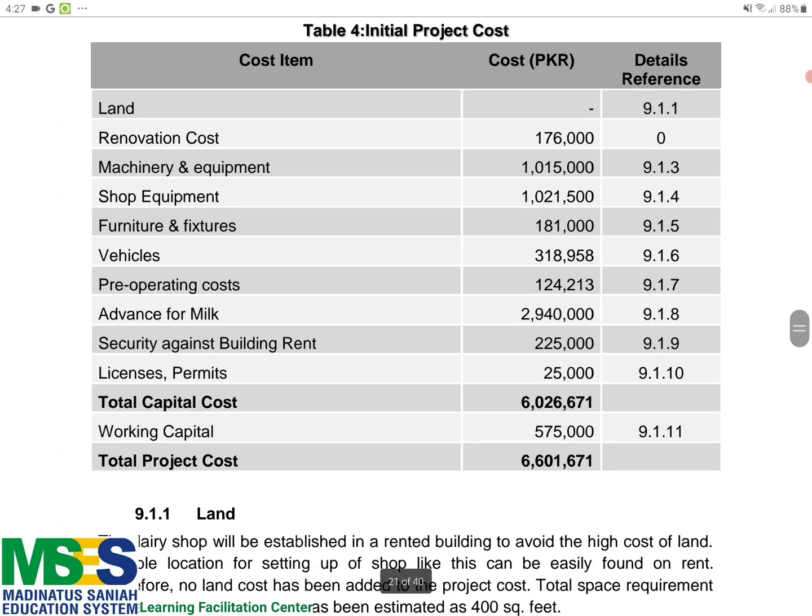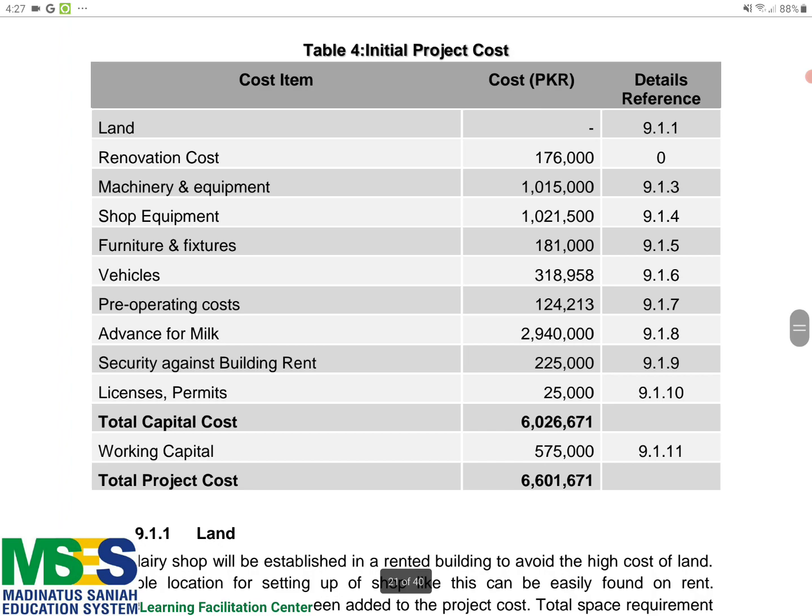Then renovation cost means decoration of the shop. I think it's high. How much is the decoration of the shop? It's 176,000. Okay. How much is the cost of machinery and equipment? It's around 1 million and fifteen thousand. So isn't it costly? Yes, machinery is costly. Machinery and equipment is the most costly element for the shop, and then the advance for the milk.